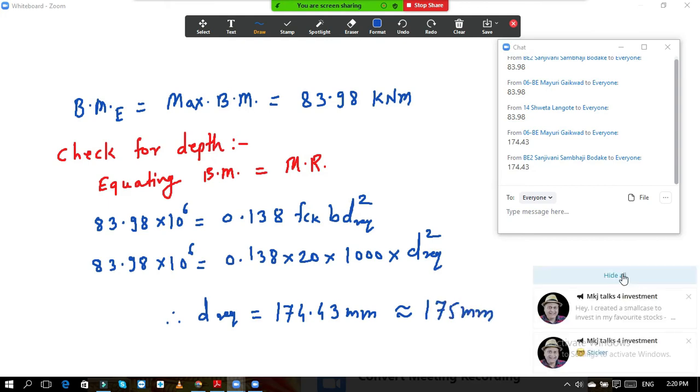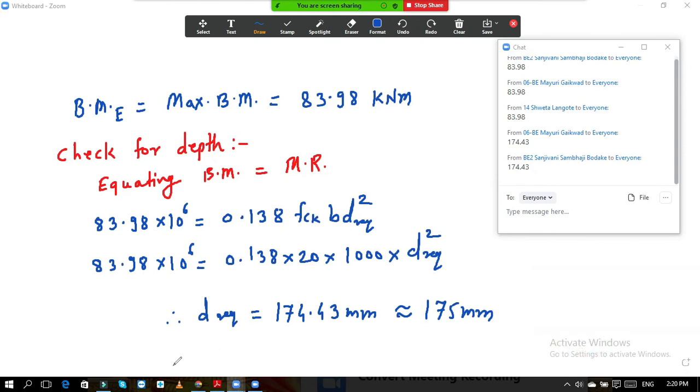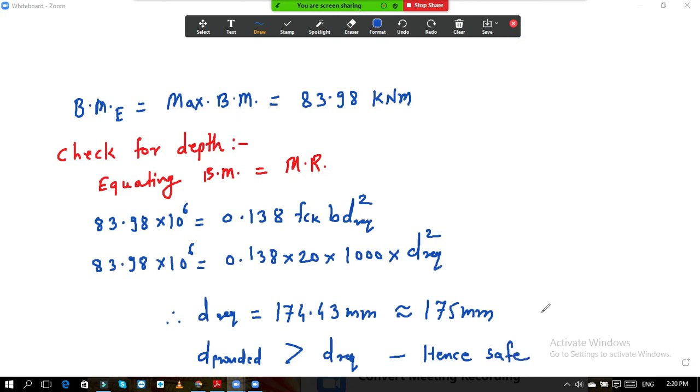So D required is 175 mm and D provided is much more greater. Okay, so D provided is greater than D required, hence it is safe. So whatever the depth is required, more than that it is provided. Okay, so once you check the depth, then the next step is to do the steel calculations.